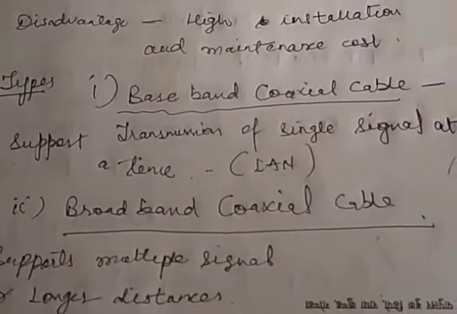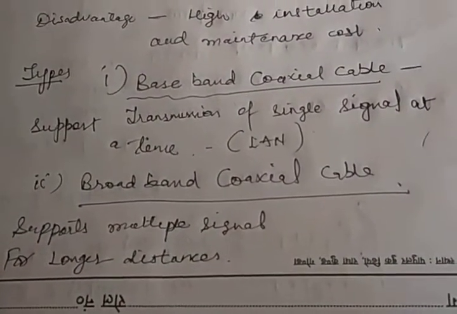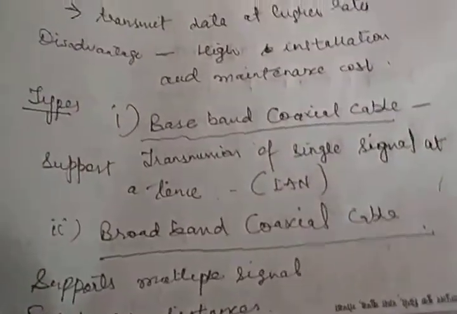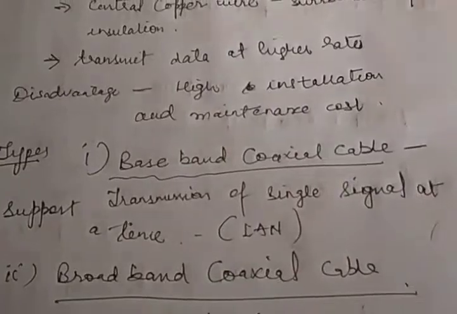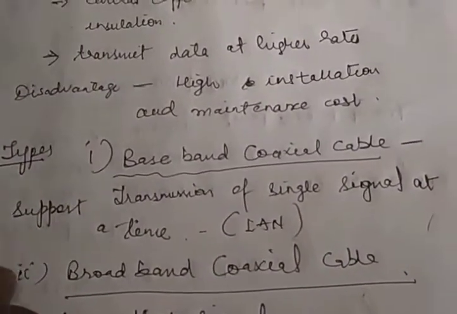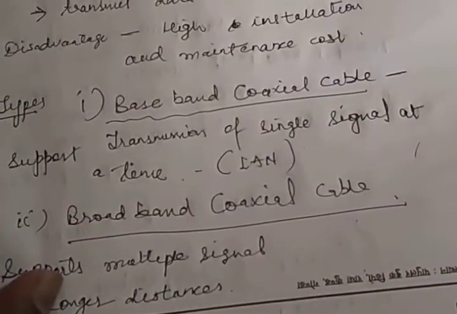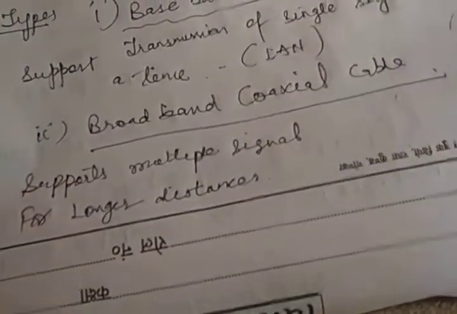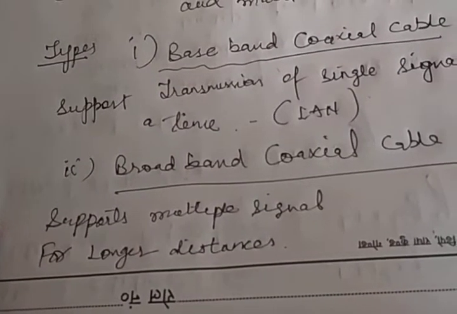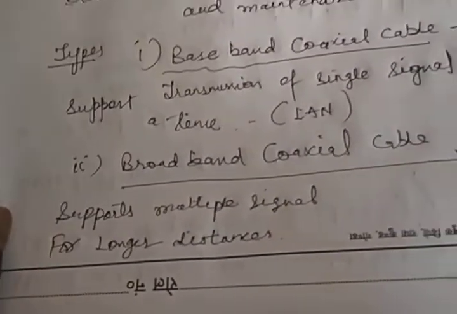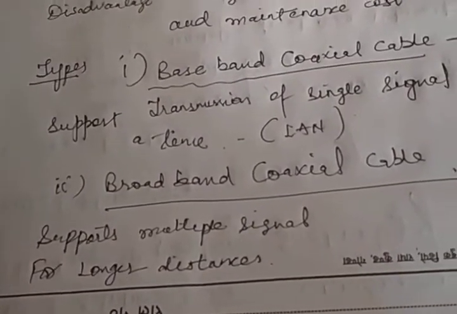Now it is also divided into two parts, that is baseband and broadband. When we discuss baseband, it supports short distance transmission of data. ठीक है. It transmits only a single signal at a time. But in broadband, it supports multiple signals. Multiple signals can be sent from one system, from one location to another, and it supports longer distances also.